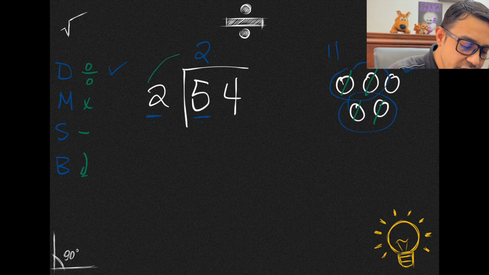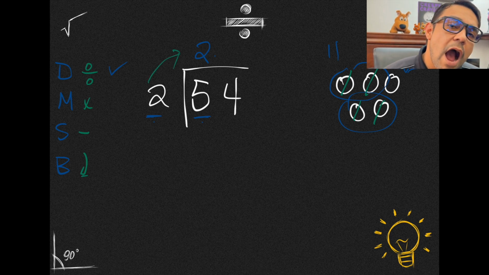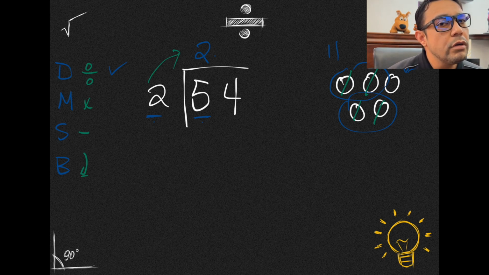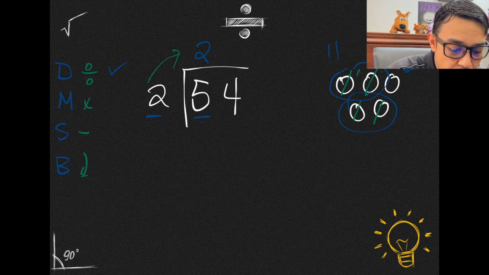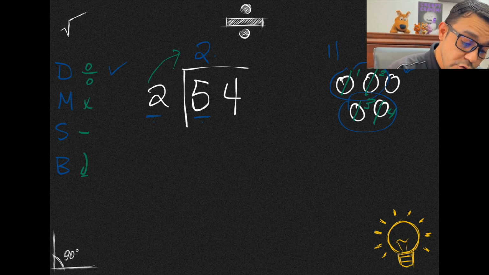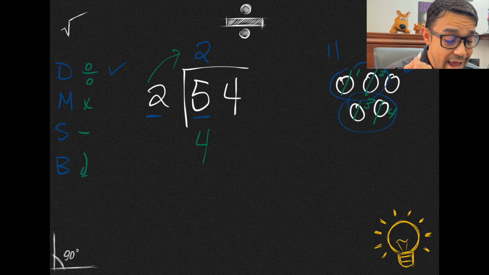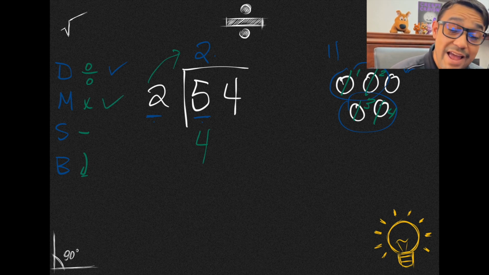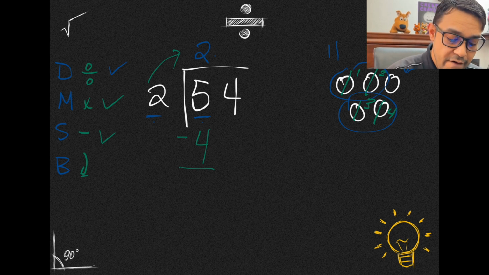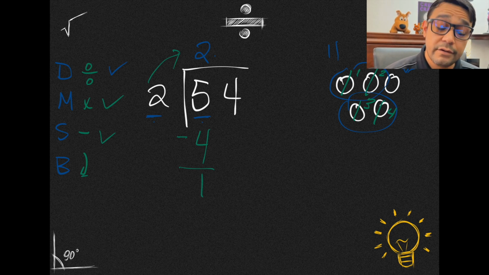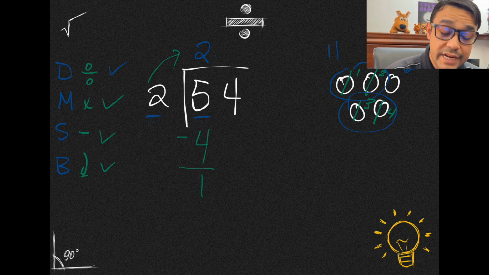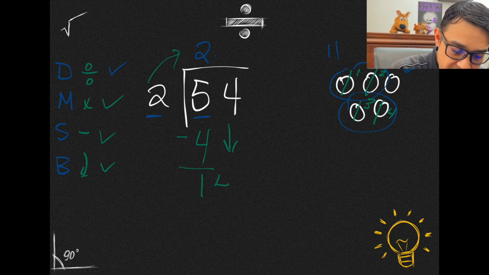What is 2 times 2? How many total dots am I taking out? 1, 2, 3, 4. Well, 2 times 2 is 4. And I'm taking them out. I multiplied. Now I'm going to subtract to take them out. 5 minus 4, well, that's 1. Now I'm going to bring down. We bring down our next number.